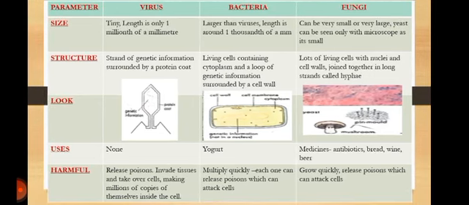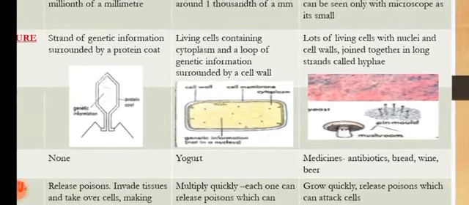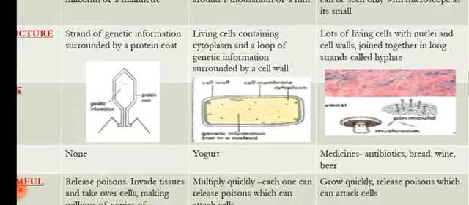uses. Virus, basically they are harmful, so there are no uses or the advantages. For bacteria, yes, some of them are helpful, so they are used to make yogurt. For fungi, they are used in medicines, mainly the antibiotics, which we studied last time, and the name of the antibiotic is penicillin. Apart from that, they are also used in bread, that is, yeast is being used. Then it is also used in preparing wine and beer.